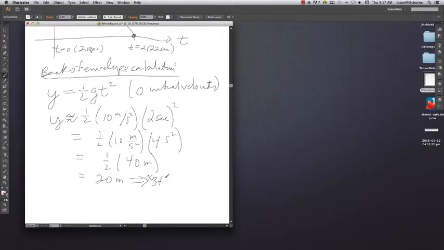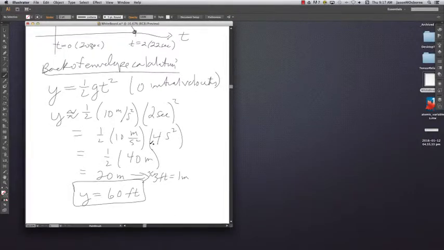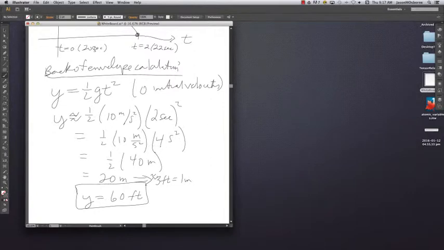which, as a guesstimation, 3 feet in a meter, around 3 feet equals 1 meter. That's just an approximation, somewhere in that vicinity. They fell about 60 feet. Okay. And this is all very approximate, but kind of gives you the idea of about how far they fell.